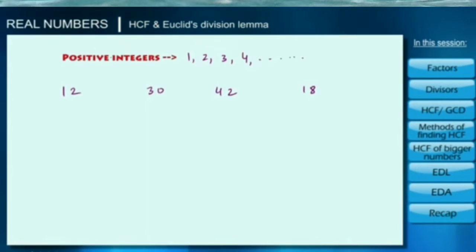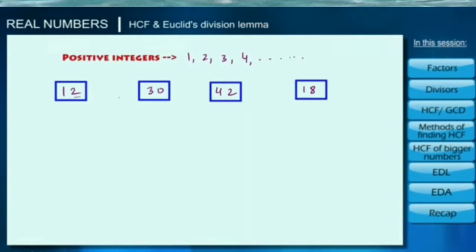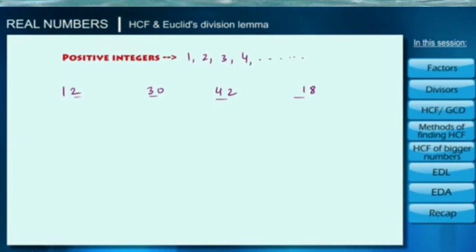12, 30, 42, 18. Can you see something common between these four numbers? To find something common, we can factorize them, and then we can see what the common factor is between all four numbers by the multiplication method. So let us find the factors of 12. You can write 12 as 1 into 12, or 2 into 6, or 3 into 4. These are the only three ways you can write 12.